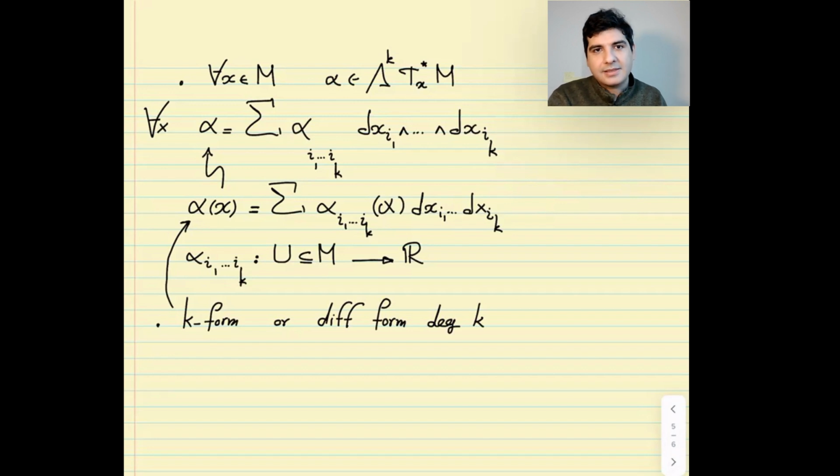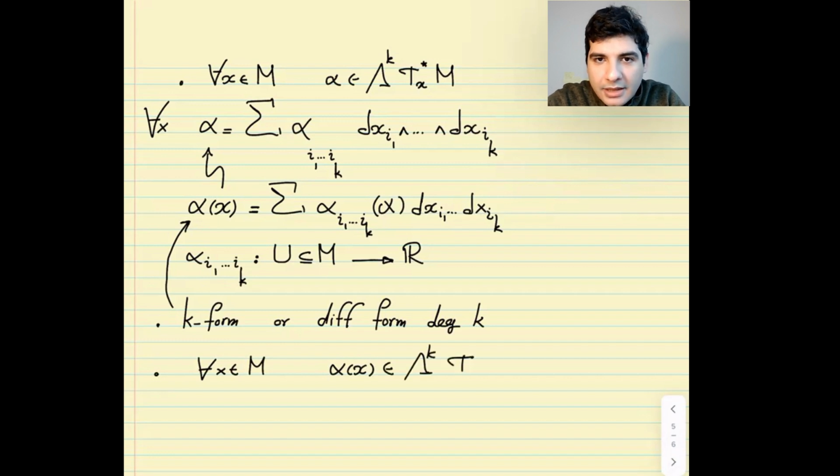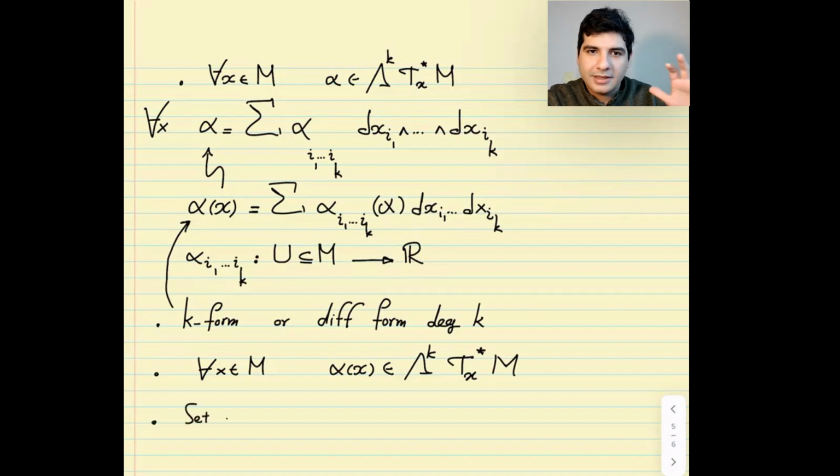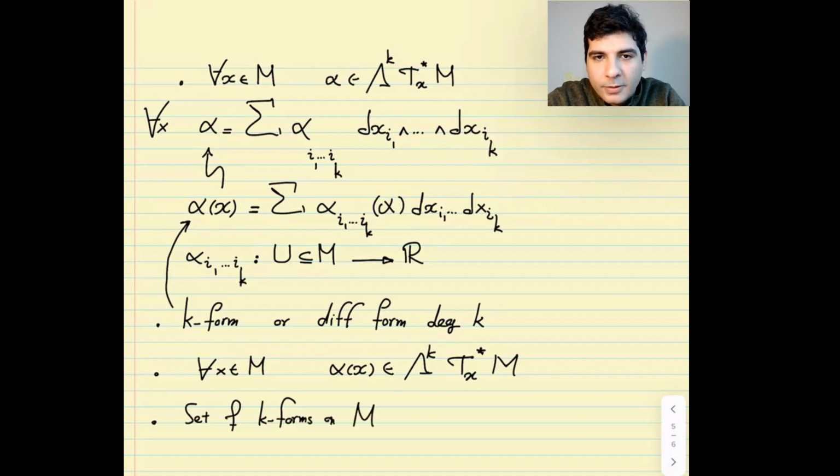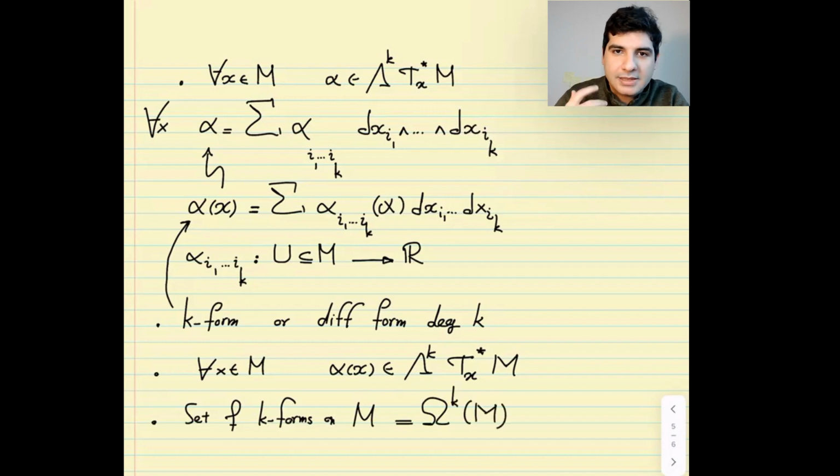So at each point x, this would be a linear k-form on the tangent space of M at the point x. So for each x in M, alpha of x would be in lambda k T star of M at the point x. So for each x, we have one of these linear objects. We're just putting these all together. We're gluing these all together. We denote the set of k-forms on a manifold M with omega k of M. So this is our notation. Omega k of M would be the set of linear k-forms on each tangent space, linear, but now when we glue it and put it all together, this is not a linear object anymore.